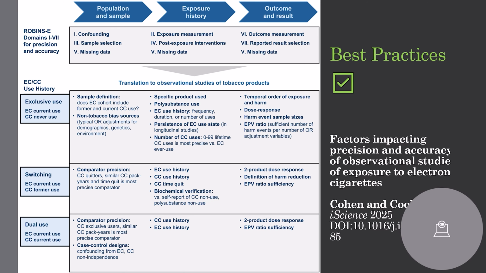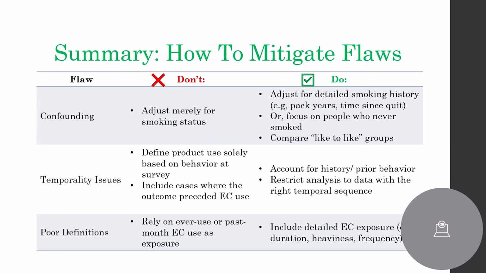Reinforcing the importance of these flaws, Gal Cohen and Steve Cook recently published a best practices paper for analyzing observational data on health outcomes. Although we probably can't completely prevent these flaws given the limitations of existing data, there are some easy steps that researchers can take to mitigate these to a large extent.